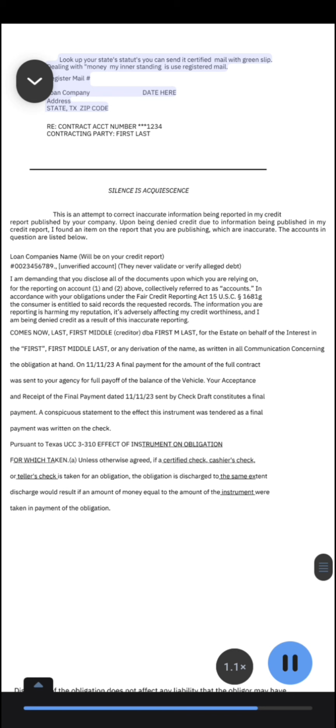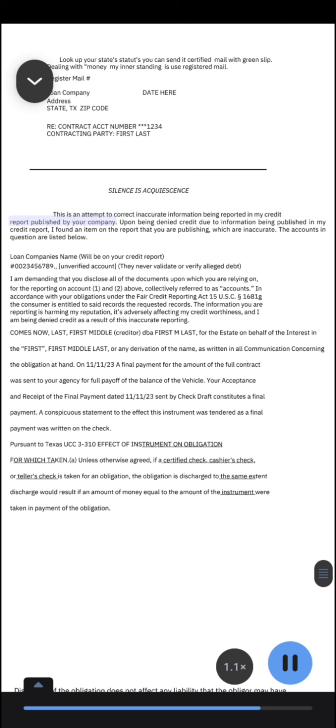You can send it certified mail with a green slip. Dealing with money, my understanding is to use registered mail. Registered mail number, loan company, date, year, address, state, Texas, zip code. Contract account number ***1234, contracting party, first last.